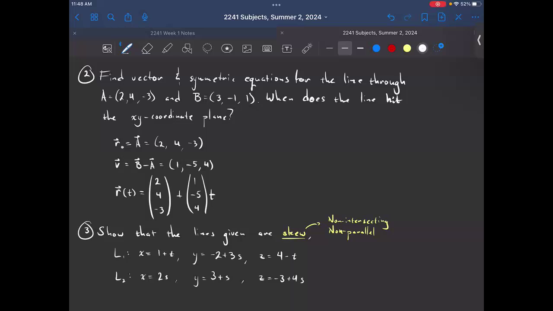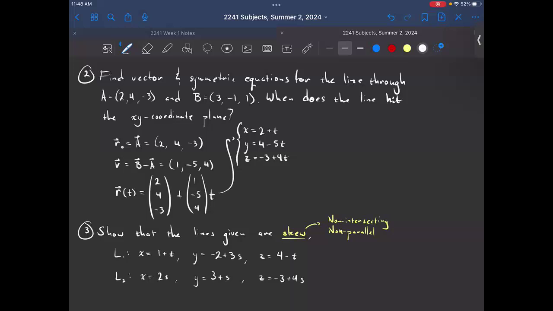And remember, we want to turn that into a symmetric equation. I haven't shown you how to do that yet. So first, we're actually going to turn this into a set of parametric equations. Now that's pretty straightforward. We've already done this. We have x equal 2 plus t, y equal 4 minus 5t, z equal minus 3 plus 4t. All right, so there are parametric equations.